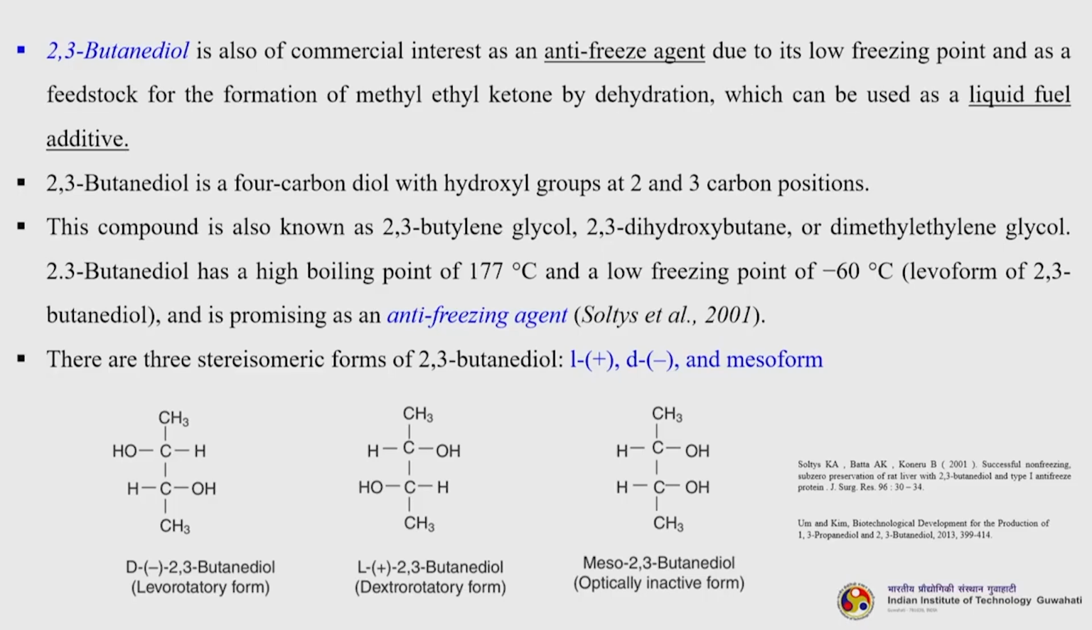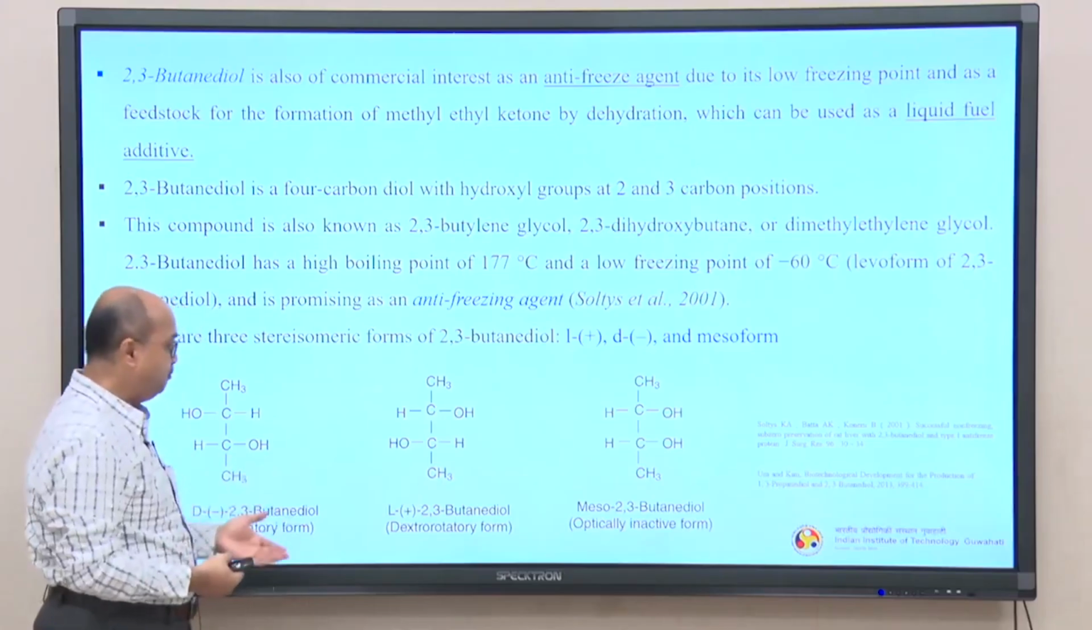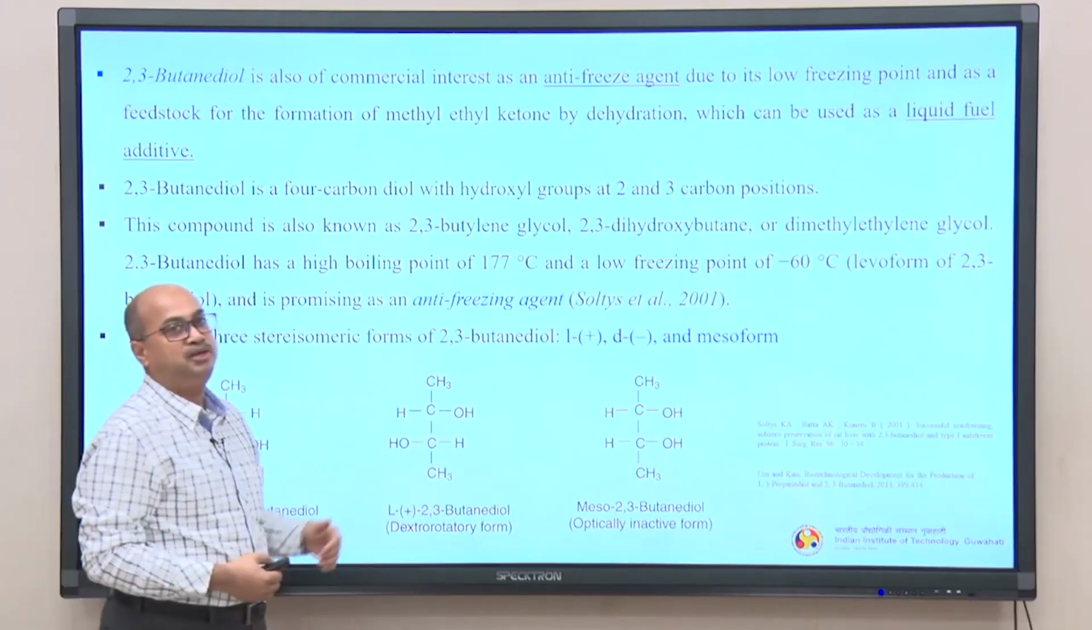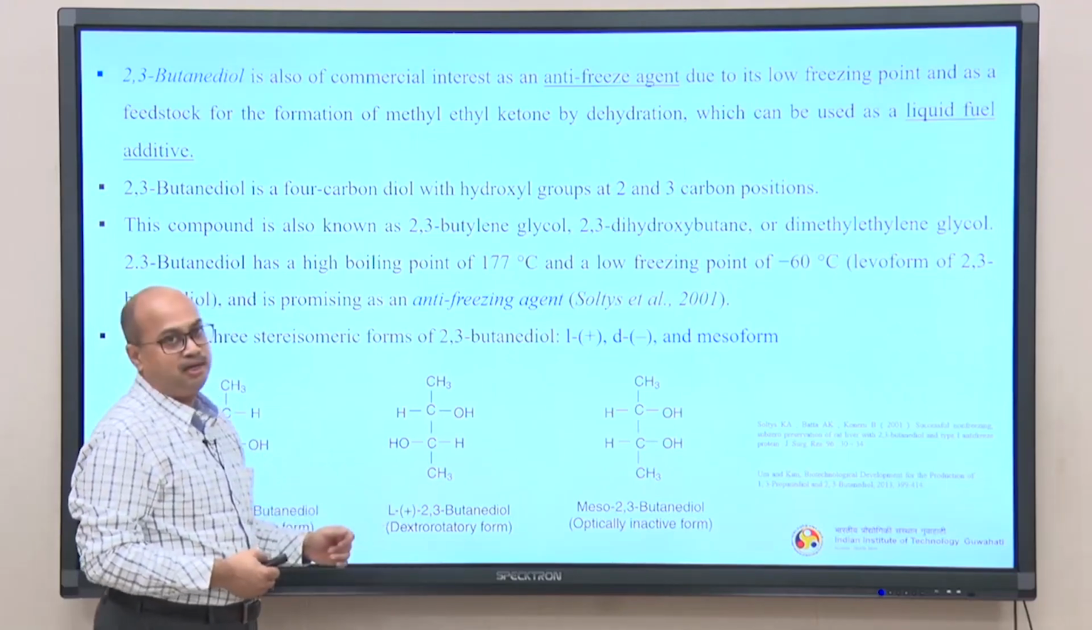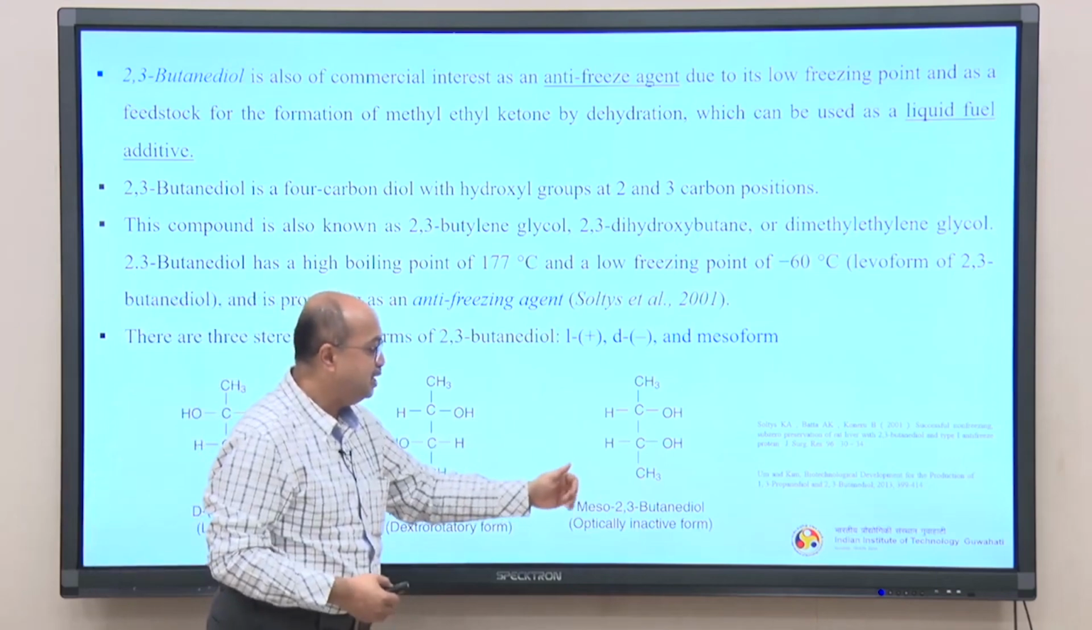Now, 2,3-butanediol has a high boiling point of 177 degrees centigrade and a low freezing point of -60 degrees centigrade. So, the levo form of 2,3-butanediol is a promising anti-freezing agent. Now, there are 3 different stereoisomeric forms of 2,3-butanediol: L minus, D plus and a meso form. You can see these 3 different forms. This form is the levorotatory form, this is the dextrorotatory form, and this is the optically inactive form.